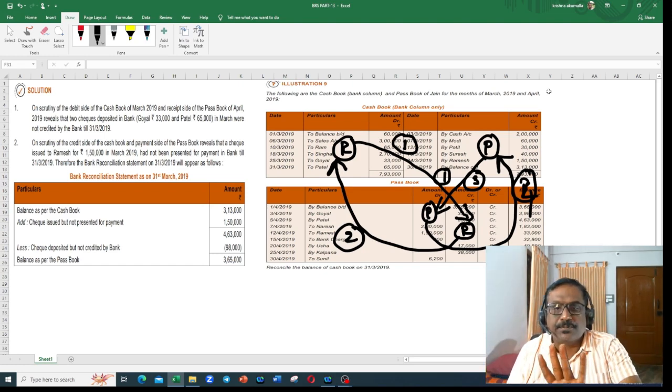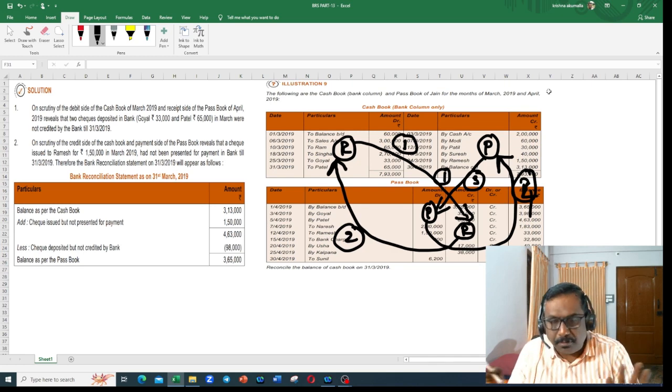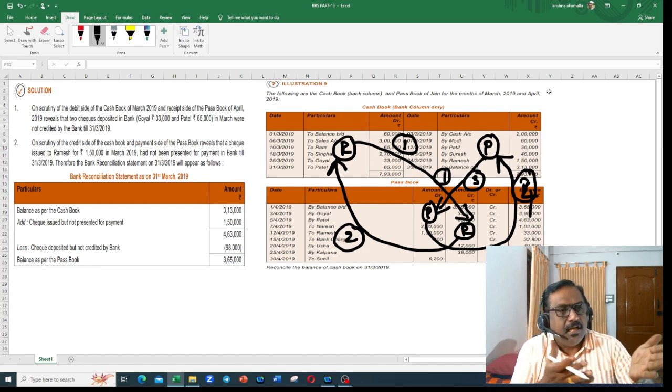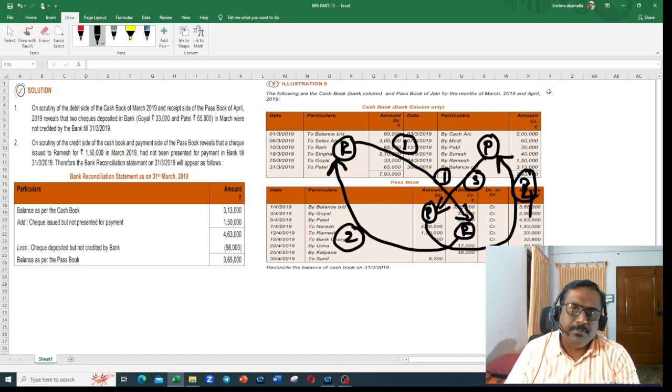So there are 4 steps. Cash book receipts to be compared with the passbook receipts. Passbook receipts to be compared with cash book receipts. This is the second step. Cash book payments to be compared with passbook payments, and passbook payments to be compared with cash book payments. Simple. Do these 4 steps, identify the differences, and you know how to prepare the reconciliation that we have already discussed. Simple way we can do that.